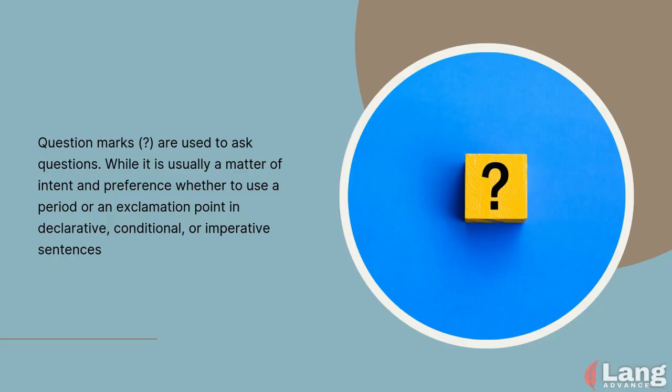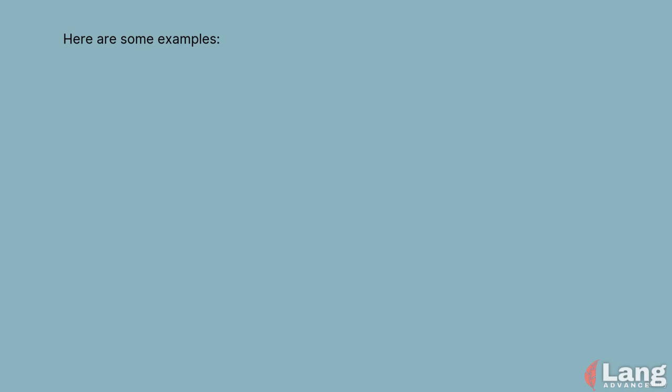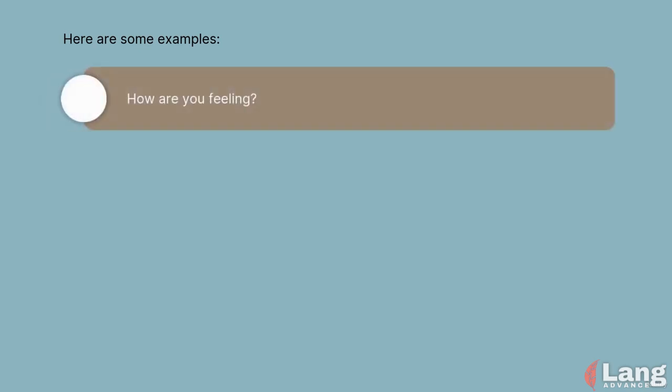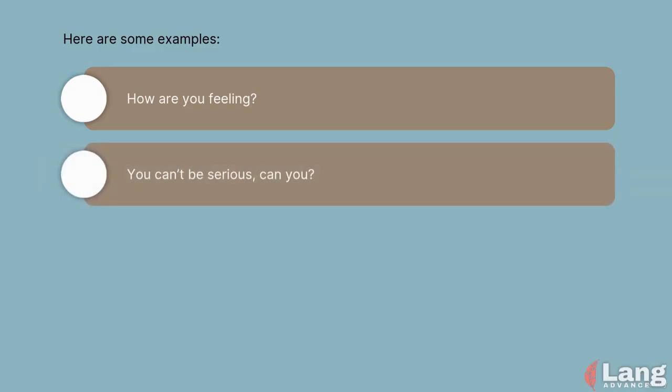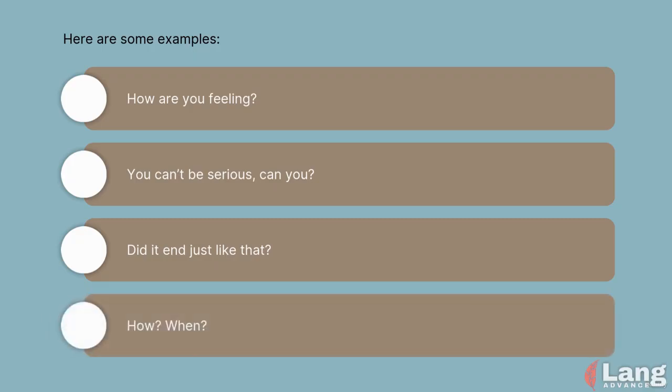Question marks. Question marks are used to ask questions. While it is usually a matter of intent and preference whether to use a period or an exclamation point in declarative, conditional, or imperative sentences, you must use question marks in interrogative sentences, sentences that ask questions. To use any other terminal punctuation would turn a query into a statement. Here are some examples. How are you feeling? You can't be serious, can you? Did it end just like that? How? When?